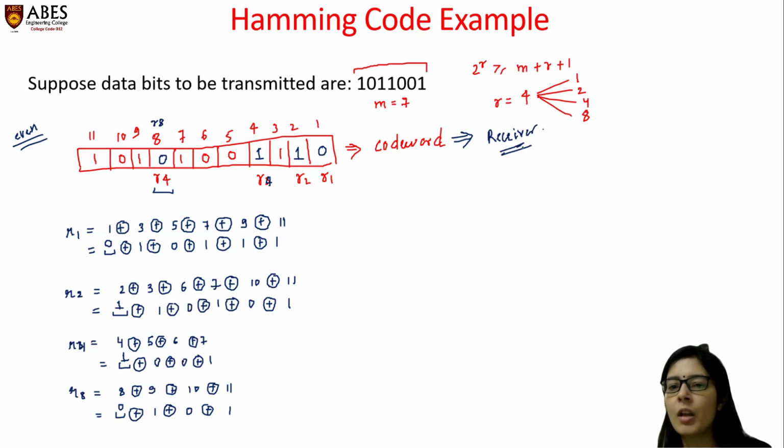Now upon receiving this data, at the receiver's end, the receiver will again follow the same process and will try to detect the error. So let us check again how the receiver will detect the error. Let us suppose that the sixth bit has been changed during the transmission from 0 to 1. And now we will check how the receiver will detect this error and then correct this error as well.